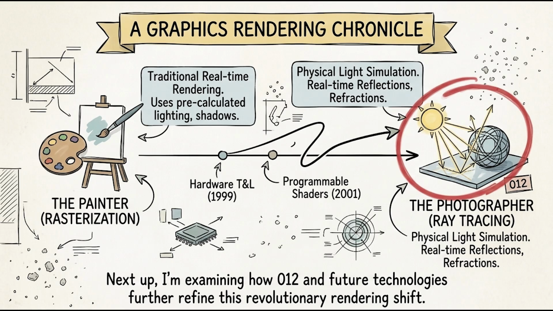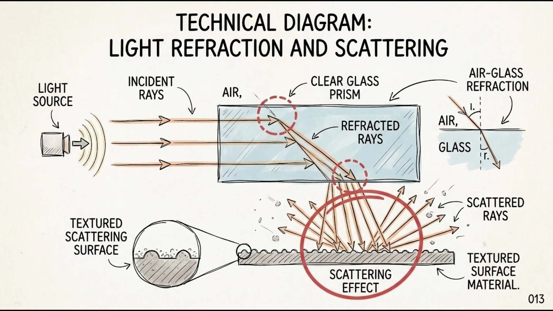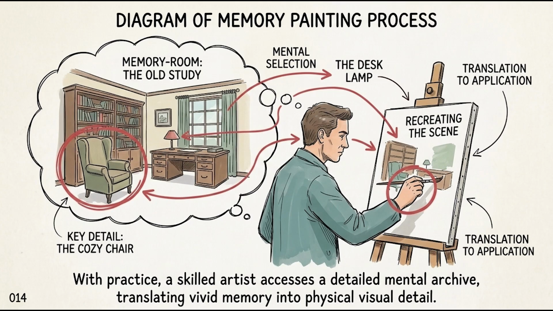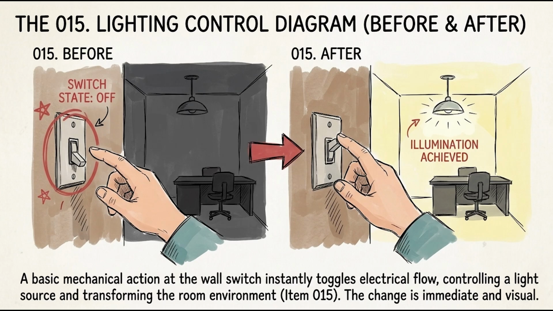Ray tracing takes a completely different approach. It traces the actual path of individual light rays as they bounce off surfaces, pass through glass, and scatter around a scene. Think of rasterization as painting a picture of a room from memory. Ray tracing is building the actual room and flipping the light switch.